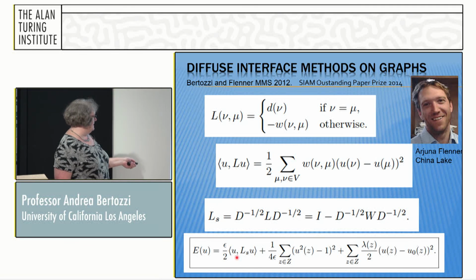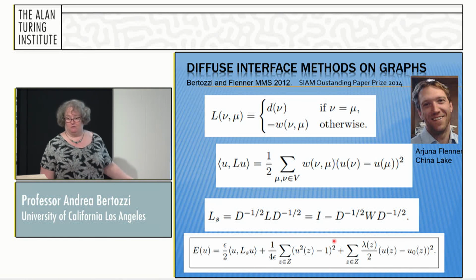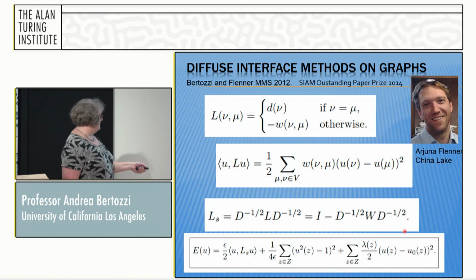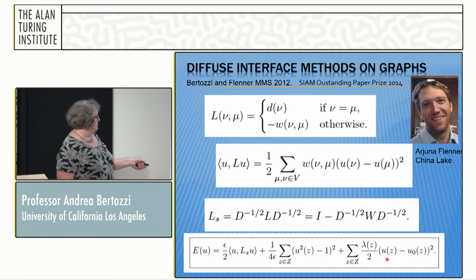We put an epsilon over 2, and then we put a double well, right? So you can evaluate the double well. This is a quartic polynomial, which is an exact formula for a double well. So you can take that and evaluate it on each of the nodes for your assignment function and put a 1 over epsilon term. And then you can put another term, which is the least squares fit to training data. So this is our semi-supervised learning model.